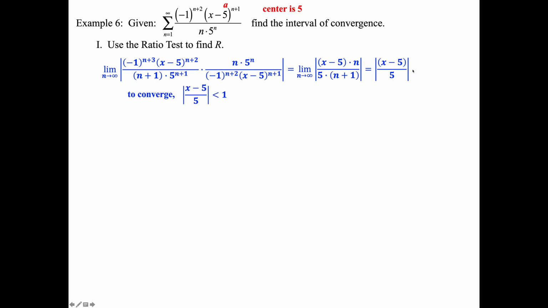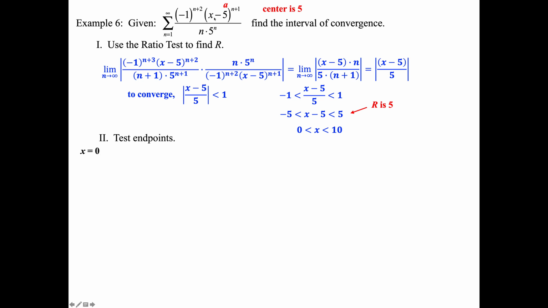So we'll set that absolute value less than 1, turn it into a compound inequality, multiply to get rid of the division by 5, and now you've found your center, x minus a, so your radius here is 5. Add the 5 to both sides, so 0 is less than x is less than 10. This is my proposed interval of convergence. Now we test the endpoints, the 0.